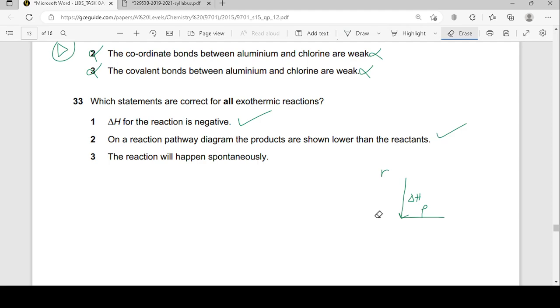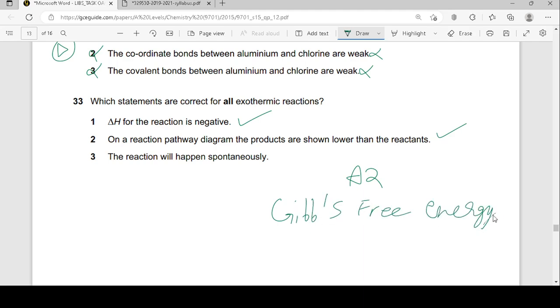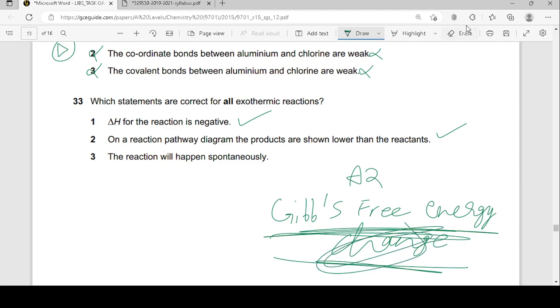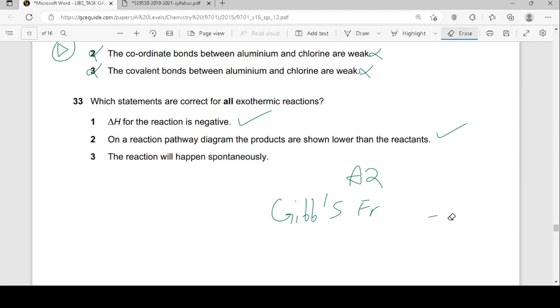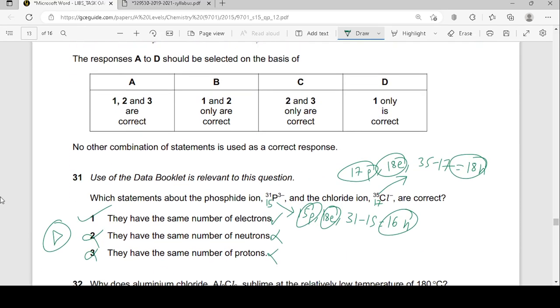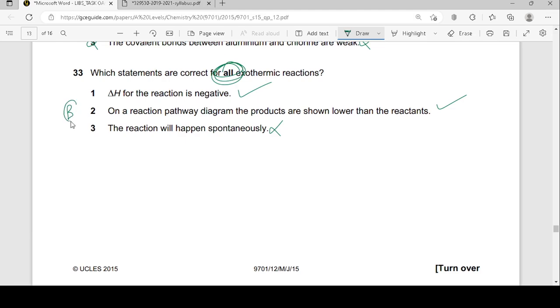The reaction will happen spontaneously. Actually, I think that's more of an A2 thing, because in A2 we learn about Gibbs free energy, free energy change, I should say. It depends on whether that's positive or negative. But the point is that it's not necessary that the reaction happens spontaneously if it's exothermic. Could be or could not be, okay? I guess maybe you could say exothermic reactions have a tendency to be more spontaneous than endothermic reactions, if I'm not mistaken. But it's not necessary that all exothermic reactions happen spontaneously. That's definitely not true. So the answer is only going to be 1 and 2, so B, okay? I hope my explanation made sense. It will make more sense in A2, honestly, when you do Gibbs free energy, which is a pretty cool thing, honestly.